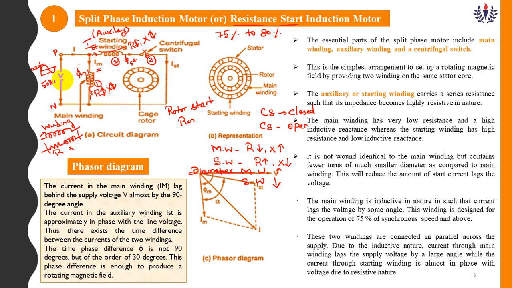If you vary the auto transformer till the rated voltage, then immediately we have to release the switch. Once you release the switch, the starting winding is absent, and there is no purpose for the starting winding. Using the main winding itself, we make the machine run. So that's what I'm telling: the starting winding is only for starting purpose.